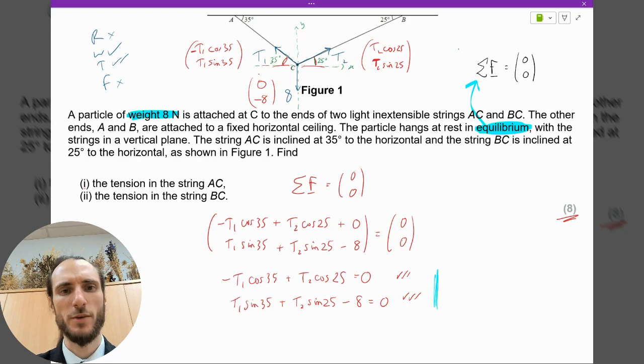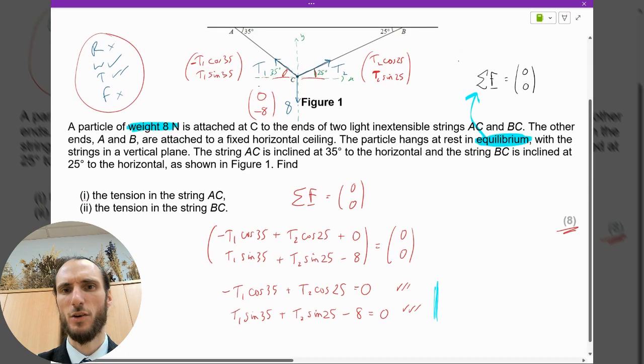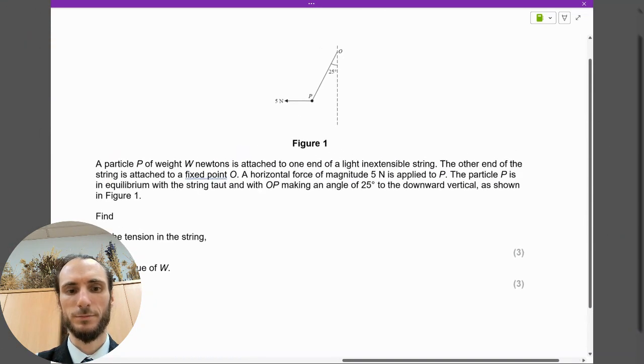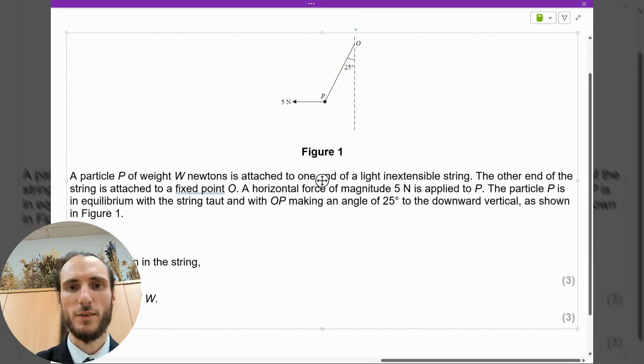But for now, let's just try and do another question and see if we can do the same jobs. The jobs were to work out what the forces are that the particle is in, and then to add on those axes, and then to work out the angles, resolve the forces, and then write down finally that the sum of forces is equal to 0, 0. So let's try that again on another question. So let's have a look at this one.